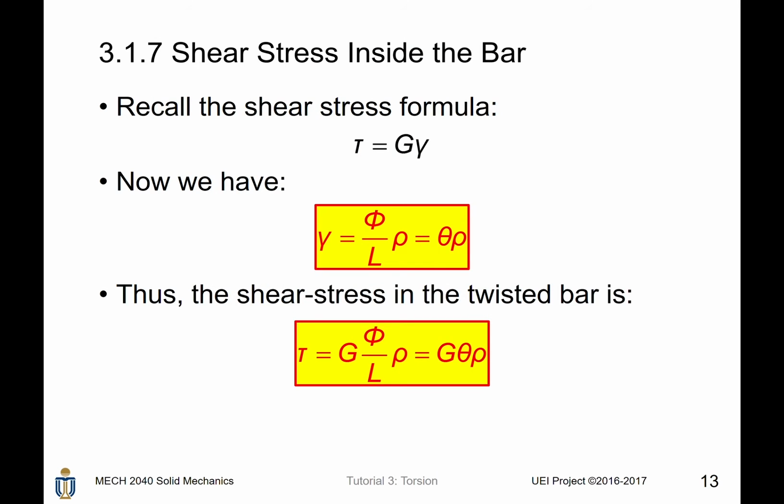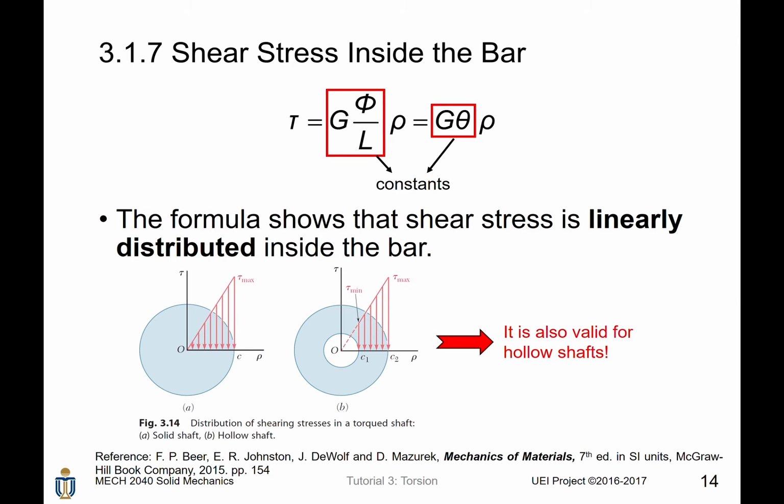After talking about the shear strain inside the bar, we talk about the shear stress. Recall the shear stress formula, tau equals G gamma, and we have already got gamma equal to this. Then we just multiply the shear strain by G to get the shear stress. As we just discussed, phi divided by L, theta, is a constant, and G is supposed to be a constant as well, so those parts become constants. Then the shear stress equals a constant times ρ, which is the distance from the center.